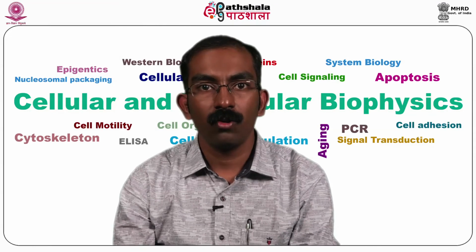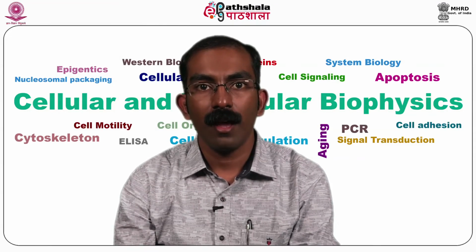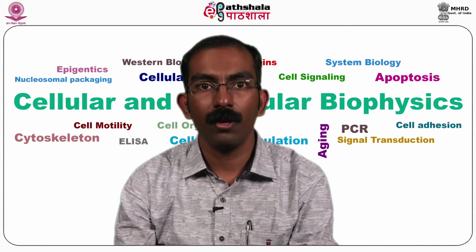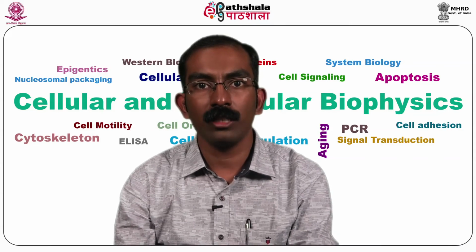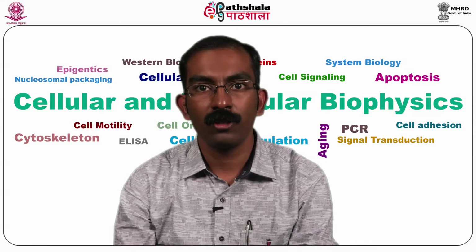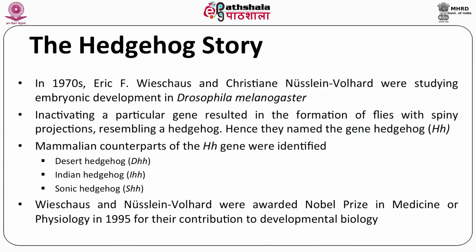In the 1970s, two scientists, Eric Wieschaus and Christiane Nüsslein-Volhard, were studying the embryonic development in Drosophila melanogaster, and they observed that inactivating a particular gene resulted in the formation of flies with spiny projections resembling a hedgehog. Hence, they named the gene hedgehog. Later, mammalian counterparts of the hedgehog gene were identified, and these were named desert hedgehog, Indian hedgehog, and sonic hedgehog genes. Wieschaus and Nüsslein-Volhard were awarded the Nobel Prize in Physiology or Medicine in 1995 for their contributions to developmental biology.